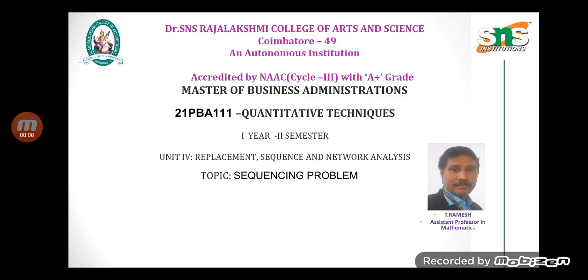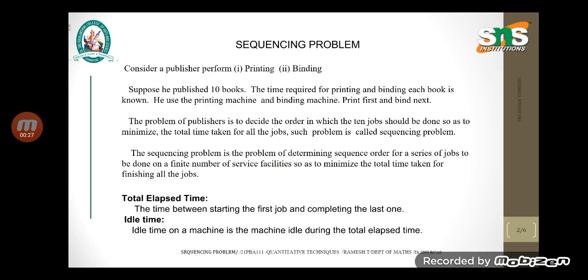In this video, we are going to discuss the sequencing problem. What is a sequencing problem? Let me explain a small example. Consider a publisher who performs two jobs: one is printing, another is binding. Suppose he published 10 books. The time required for printing and binding each book is known. He uses printing machines and binding machines. Print first and bind next.